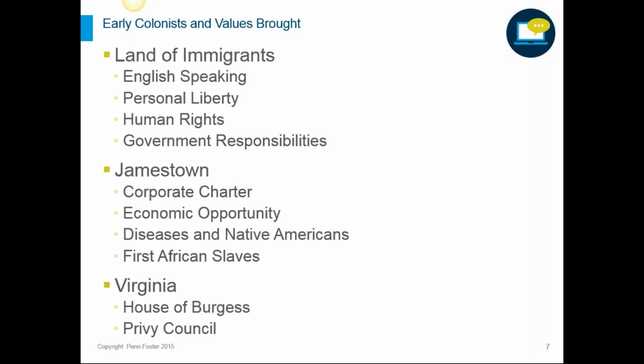Now, the difference is that the King of England and the Parliament establish a Privy Council, which is essentially the executive branch and the ultimate authority in Virginia. The House of Burgesses is able to approve laws, but it's up to the Privy Council to enforce them and to follow them.